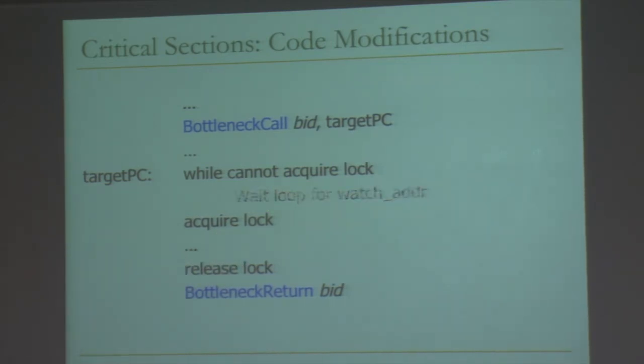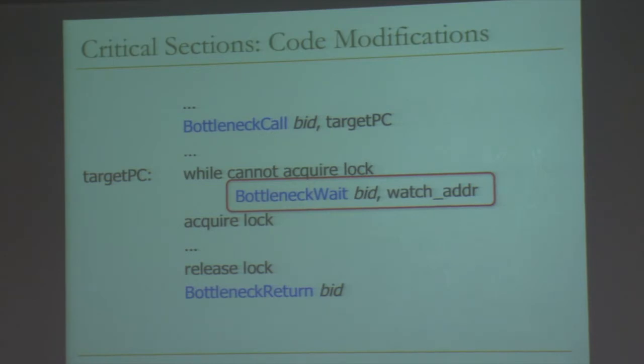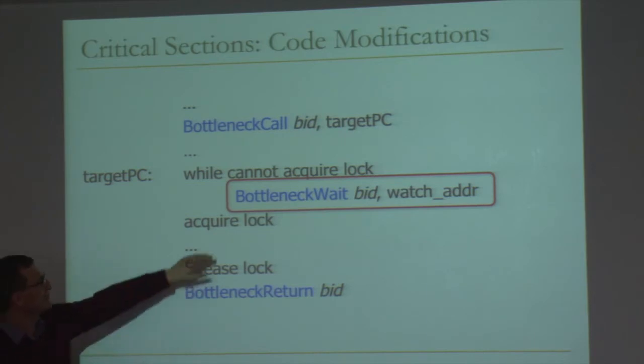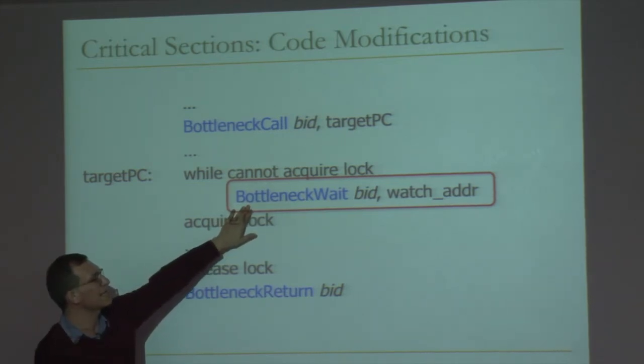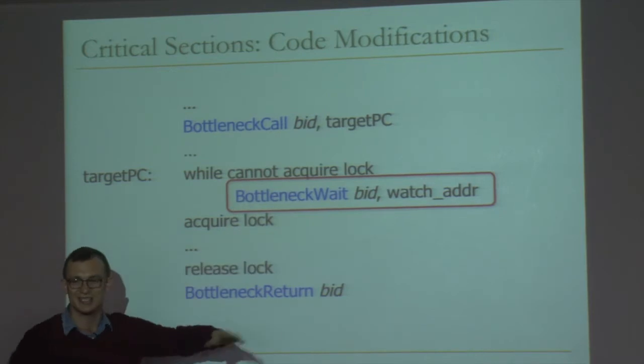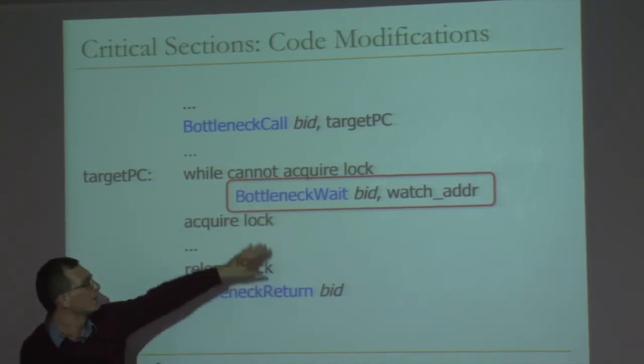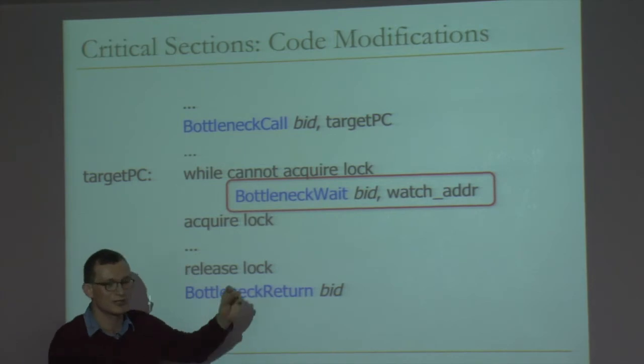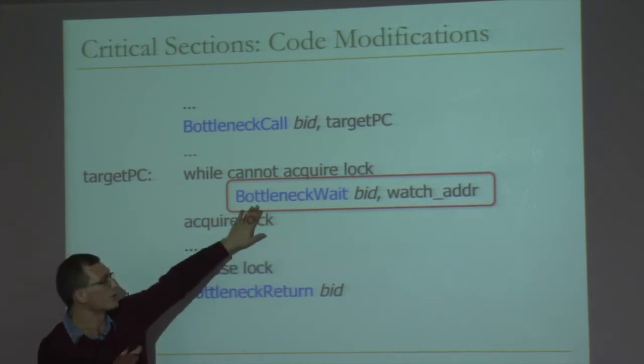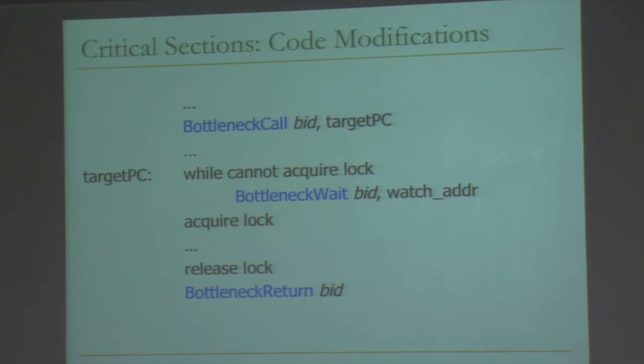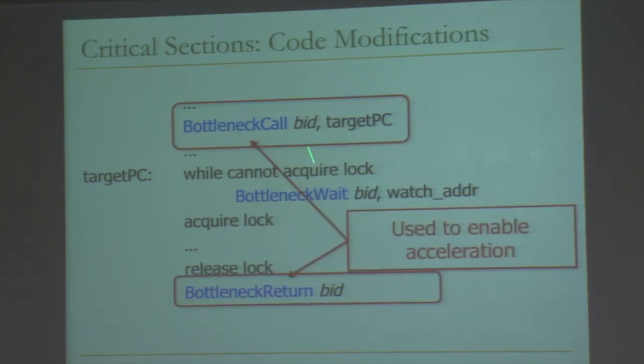So we're going to replace that with a new instruction. And actually, this is very similar to Intel's mWait instruction, except they don't use it in this process with these semantics. And the instruction is bottleneck wait. Basically, if you cannot acquire the lock, that means that you're waiting for the bottleneck with a BID, and you still watch that address, right? And every cycle you wait, it means that you're really waiting for this bottleneck. The count of the number of waiting cycles for bottleneck BIDs grows. And I'll give you an example of this. So this is used to keep track of waiting cycles, and these are used to enable acceleration.